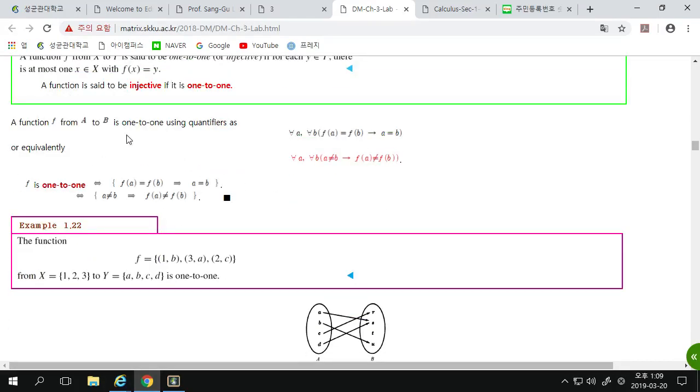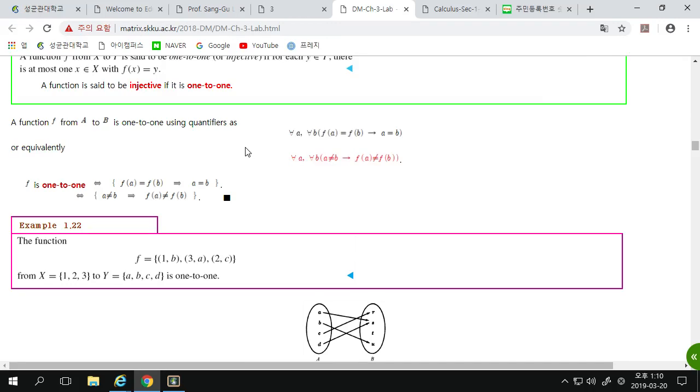So for example, if a function f from A to B is one-to-one, then for all a and for all b, f of a equal to f of b implies a is equal to b. If f of b and f of a are the same, then a and b should be the same. That's the concept of a one-to-one function. Equivalently, if a is not equal to b, then f of a is not equal to f of b, the same thing. So this is a one-to-one function.